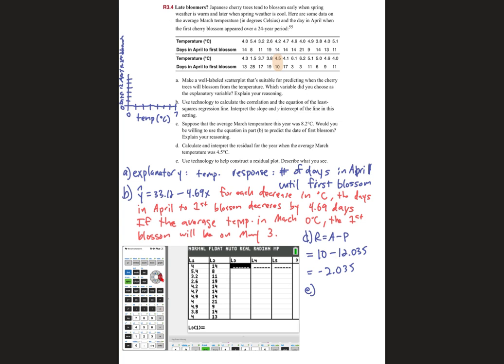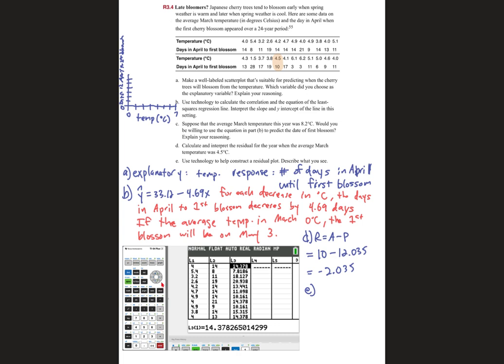Okay, so next go into L3. And remember, our predicted values are going to come from that least squares regression line. So hit enter once you highlight L3. And then we're just going to do alpha trace F4 so that we can grab Y1, and then open parentheses and plug in L1. L1 are the X values. So we're going to plug all these X values into the regression equation Y1, and that gives us all these predicted y values for each x value.